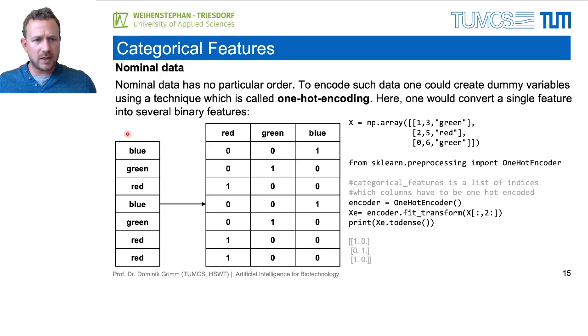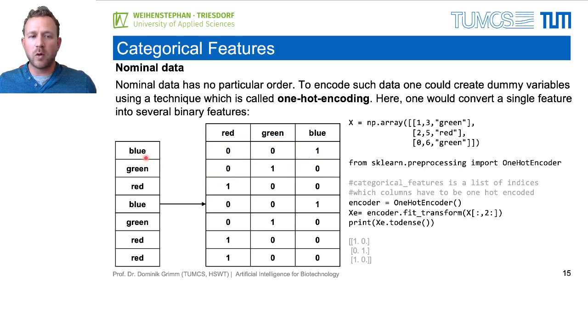So let's look at an example. Let's say we have a feature column, and in the feature column we have stored different colors like blue, green, red, and so on. What we do here is that we create for each category a new vector, a new dummy variable, which is either 0 or 1. So we create a binary feature variable for red, for green, and for blue. So this single feature is now transformed into 3 features, which then tells me, is it red? No. Is it green? No. Is it blue? Yes.